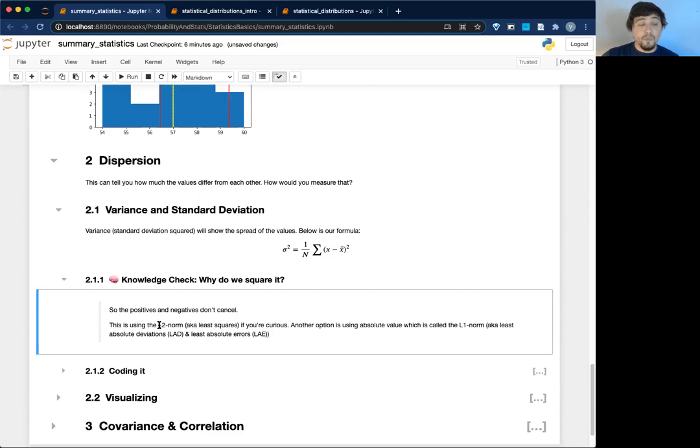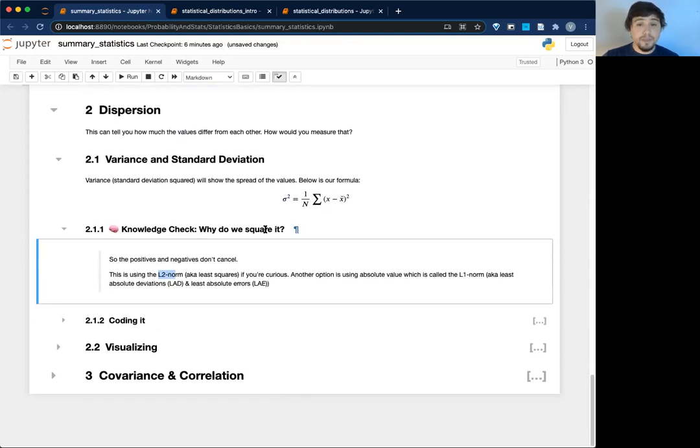Again, one strategy is what we're doing here. It's called the L2 norm. So that's essentially what we're doing for the L2 norm of this. And then the L1 norm is actually using absolute value. So sometimes you'll see it called LAD or LAA. But generally when talking about standard deviation, we're usually talking about the L2 norm.